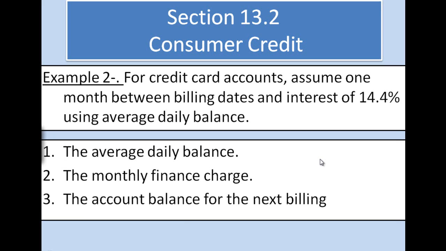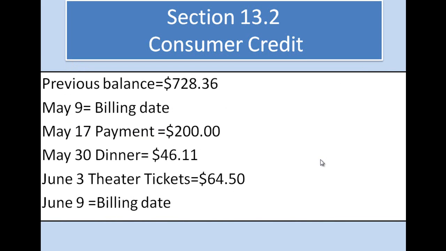Okay, the information given is the previous balance, 728.36, and the billing starts May 9 and May 17. The customer made a payment of $200 on May 30, then used the credit card for a dinner. The cost is $46.11. And on June 3rd, bought theater tickets for $64.50. And finally, the next billing day is June 9.